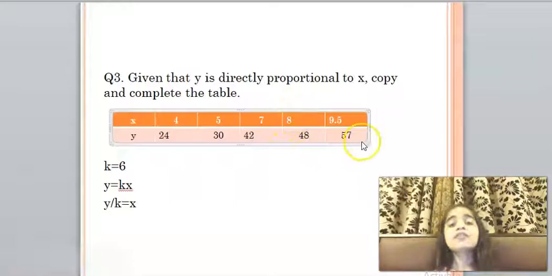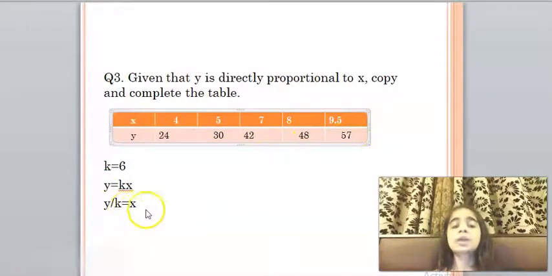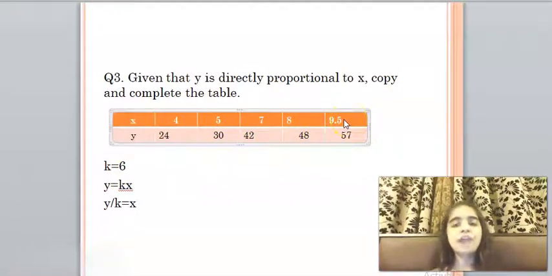And then 57 divided by 6. So in this case, again, what we are doing is dividing these both, because we will find the value of x by y upon k. So our y value is 57 in this case, and our k value remains 6. So 57 divided by 6 equals 9.5. So our x value is 9.5 and our table is complete.